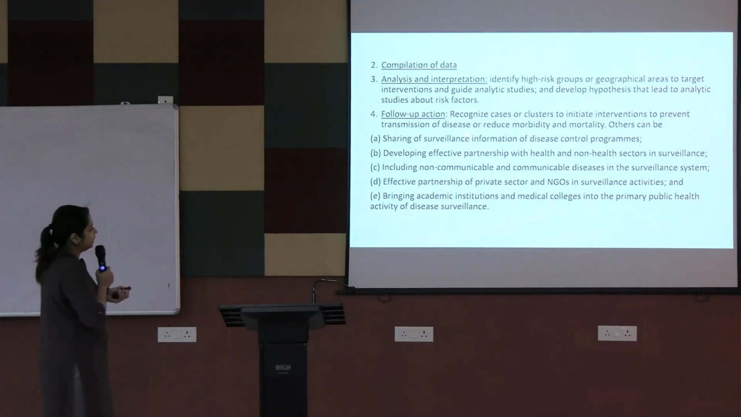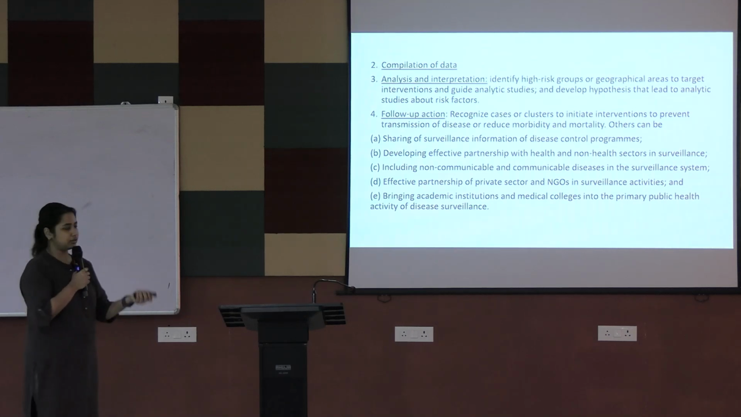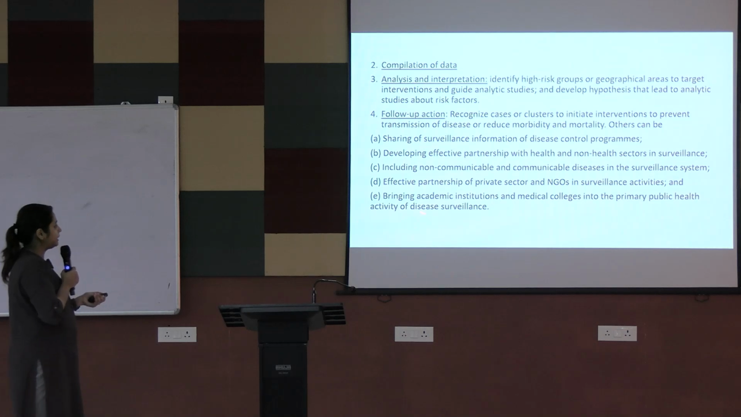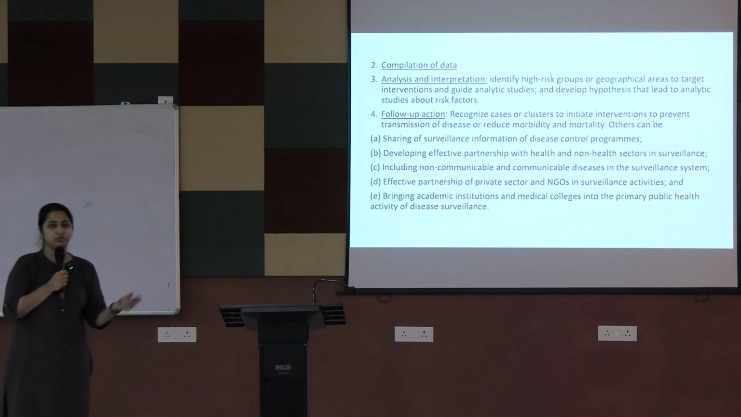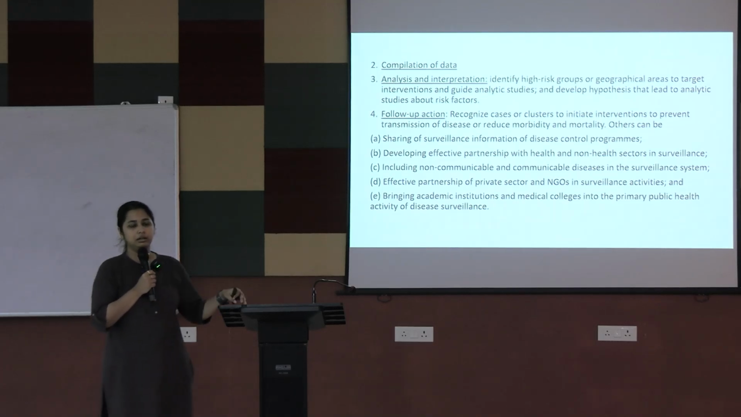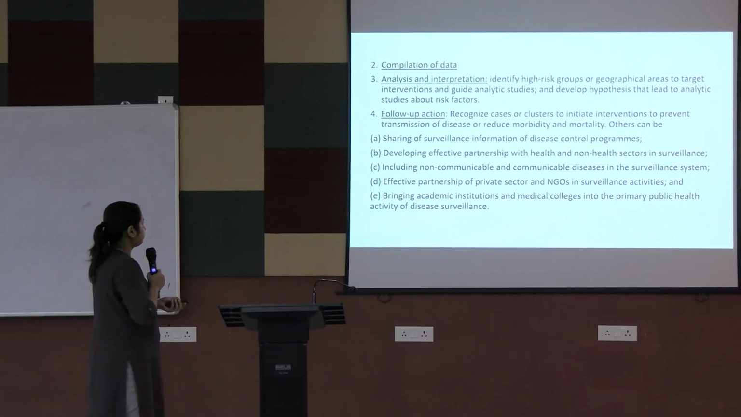What action do you take? You recognize the cases or clusters to initiate intervention and prevent the transmission of disease. What other action can you do? You can share the surveillance information, and develop partnership with the other health and non-health sectors who are involved. Include the communicable and non-communicable disease in the surveillance system, build effective partnership with the private sector and NGOs, and bring academic institutions and medical colleges also into the mix. So you involve everybody and then enhance your surveillance system so that from everywhere the data can come in and we can effectively monitor the trend in the disease outbreak or any disease prevalence.